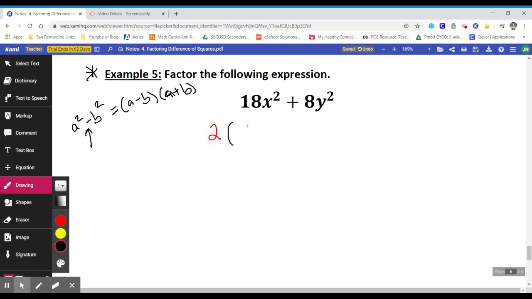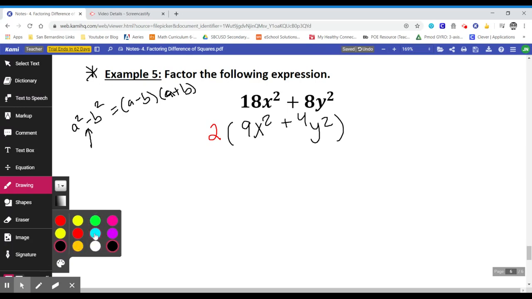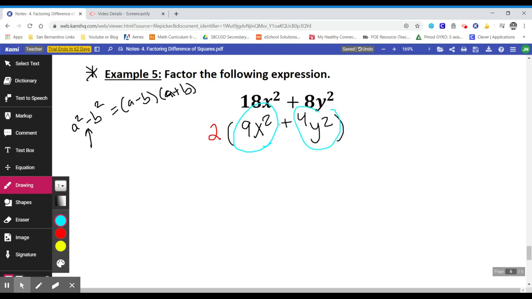Now, if I take out a 2, I'm going to be left with 9x squared plus 4y squared. Now, the question is, can I do the difference of squares here? Or can I use the formula if I'm left with 9x squared and 4y squared? Yes, these actually have square roots, but just because they have square roots doesn't mean that you can use the difference of squares. The difference of squares says that it has to be a subtraction. In this case, we have a summation, right, addition, so we cannot do anything else after this.